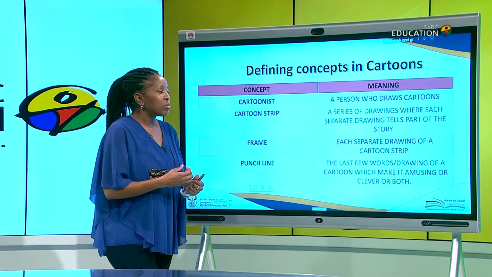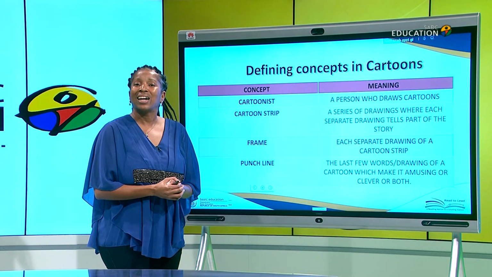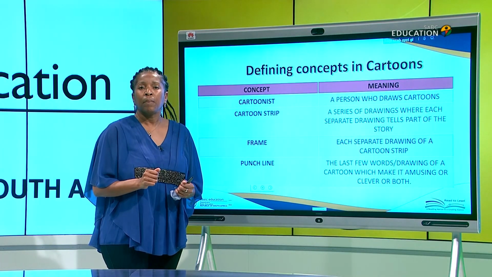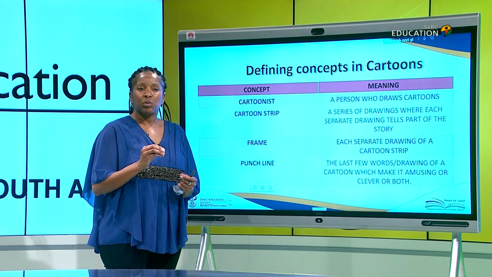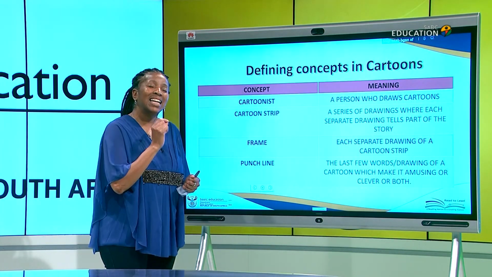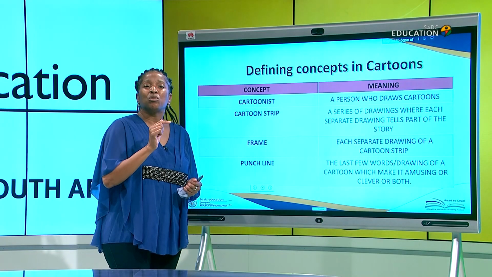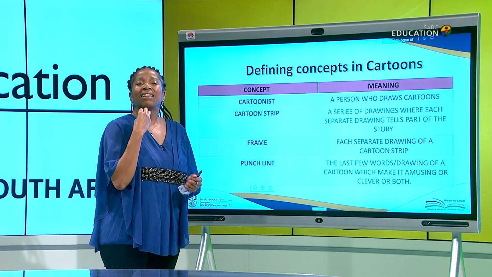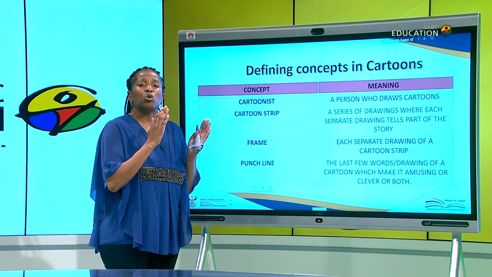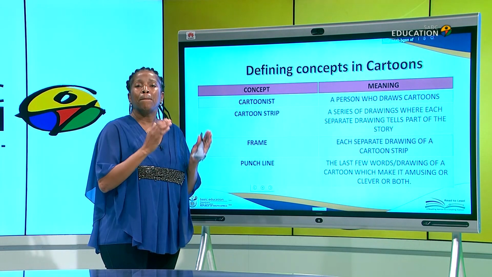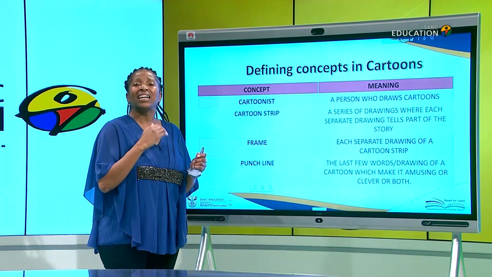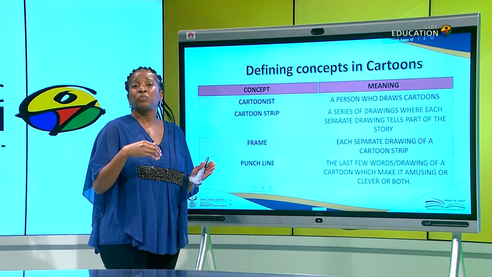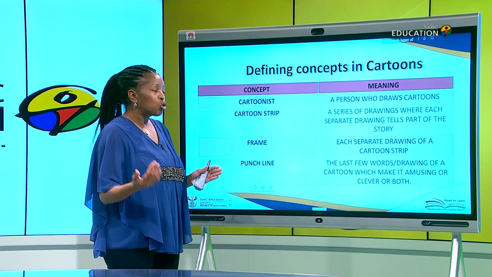When it comes to frames, it is each separate drawing of a cartoon strip, and you need to be aware, as learners in the exam, that cartoon strips have different frames, and each frame is going to be given a number, frame 1, frame 2, frame 3, and the examiner will expect you to respond to a question based on each frame unless they need your entire evaluative skill to talk about the whole strip.